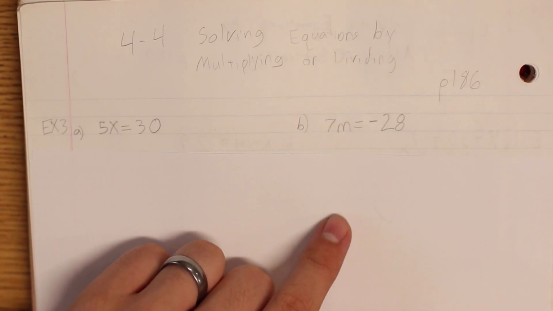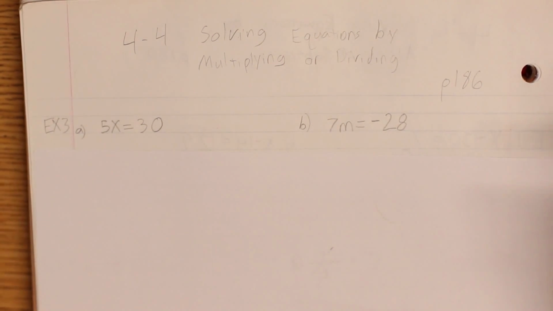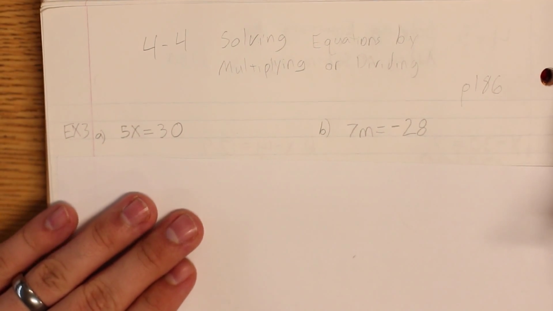Think about it. If I multiply something by 2 and then divide it by 2, I'm back where I started. If I multiply something by 5 and then divide it by 5, I'm back where I started. Try that with any number you want. Just try it on your own time.